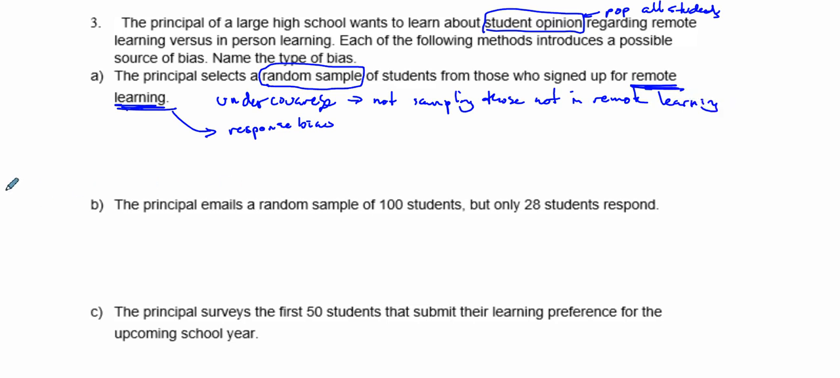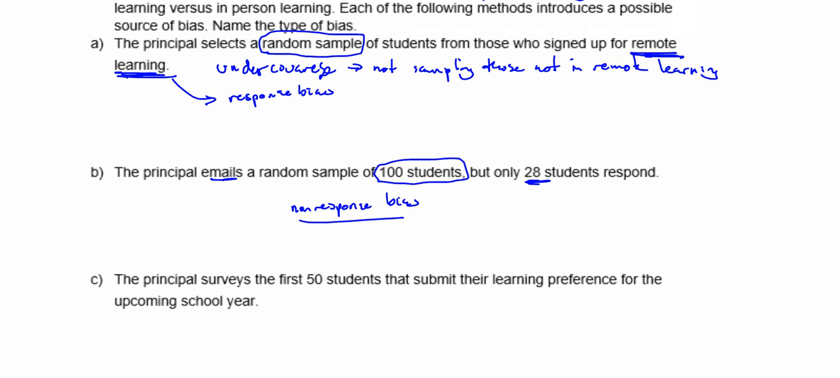Okay. Well, the principal then decides to email a random sample of 100 students. Okay, email, not good. But only 20% responded. Well, this is definitely non-response bias, because you only got 20 of the 100, so only 20%. And then he's probably going to have undercoverage, or it may have skewed the response, increased or decreased depending on that. So that's definitely non-response bias.